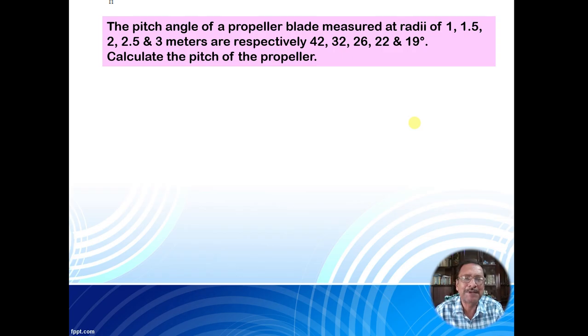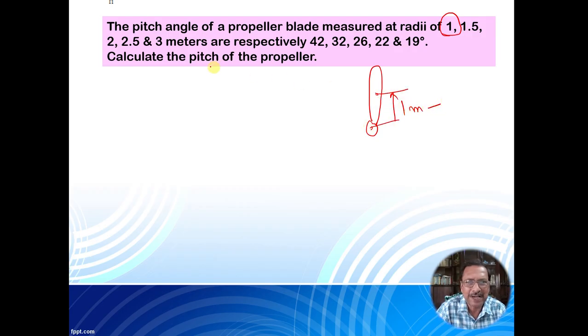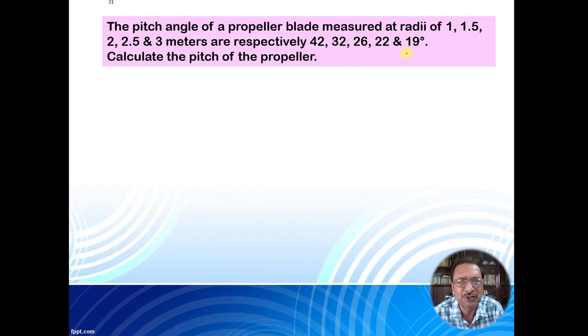And this is a sample numerical. You see that the pitch angle of the propeller is given at various radiuses. At 1 meter radius, say this is the propeller blade, the pitch angle is given as 42, and similarly at a distance of 1.5 meters the pitch angle is given as 32, at 2 meters it is given as 26, and so on and so forth. So how do we solve such a numerical?